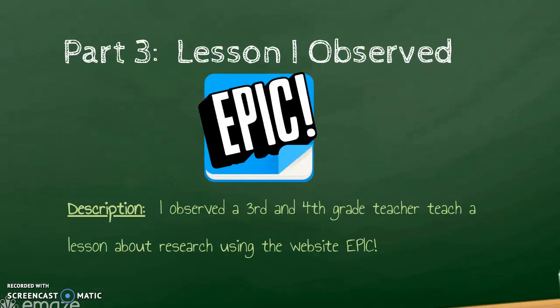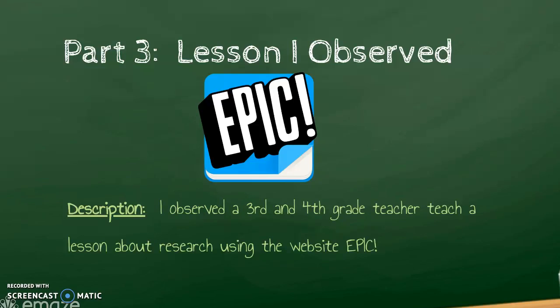For my observation, I observed a 3rd and 4th grade teacher teach a writing lesson that focused on conducting research for an informational writing project. The teacher's mini lesson showed students how to log in and how to search for books related to their topic. The teacher also showed students how to use an advanced search within Epic to help narrow down their search results.